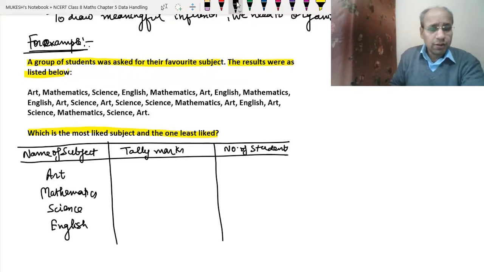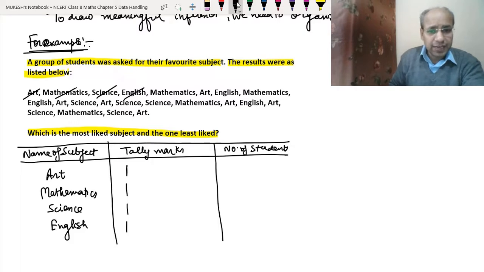Okay, now first one we have the art. Okay, so art is given. So we will write 1 line against it. And we will just strike it so that we know that it has been counted. Then we have the mathematics. We will write 1 line in front of mathematics and then we strike it. Then we have science. We will write 1 mark here and we will strike it. Then English and we will write 1 line here.